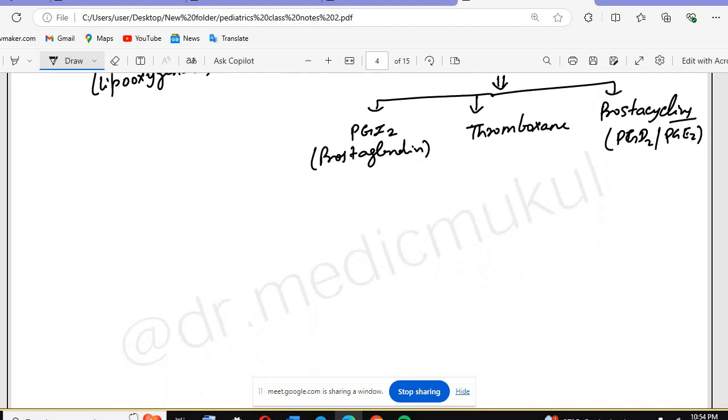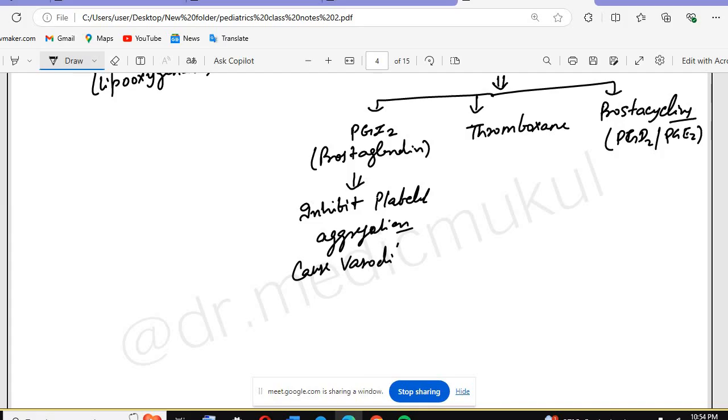If you see PGI2, what will it do? It inhibits platelet aggregation and also causes vasodilation. Thromboxane, what will it do? It promotes platelet aggregation. And what will it cause? It will cause vasoconstriction.